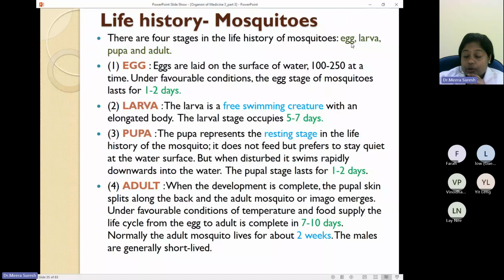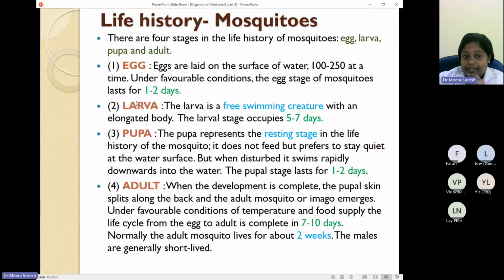In the case of the mosquito, it starts with the egg, then moves towards the larva, then the pupa, and then the adult stage. The egg stage usually occurs in accumulated water. Eggs are laid on the surface of water, 100 to 250 eggs at a time. If conditions are favorable, like enough water, temperature, and humidity, that stage will last about 1 to 2 days.